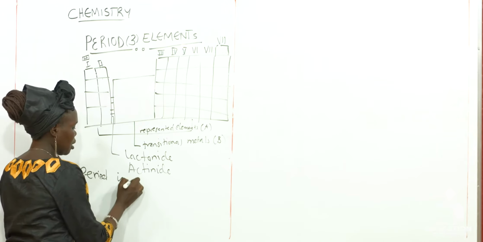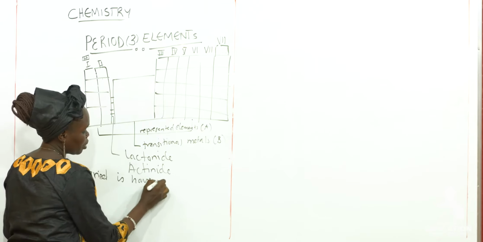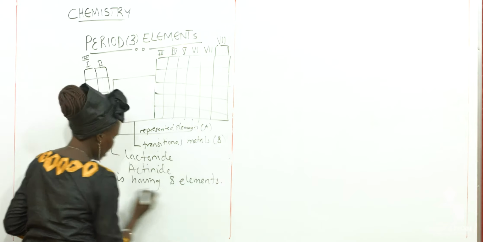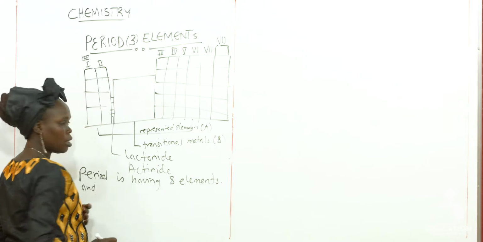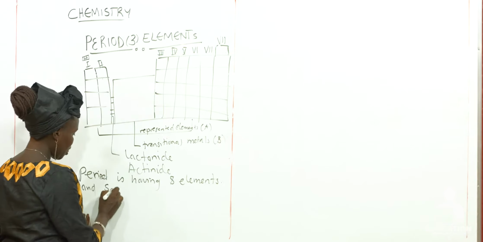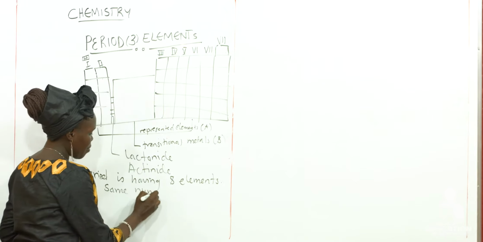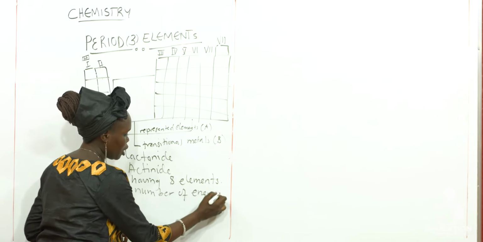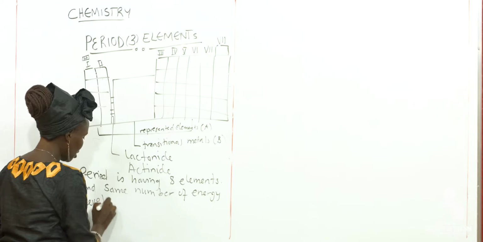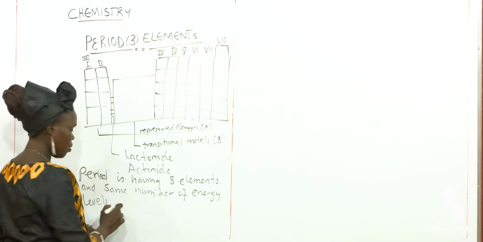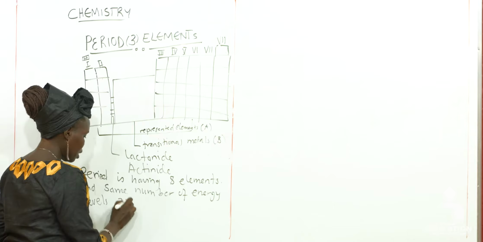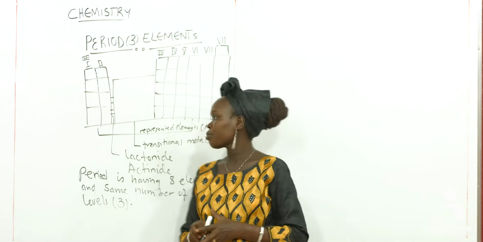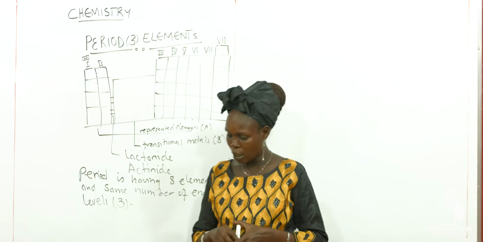So period 3 has 8 elements, and they have the same number of energy levels, which amounts to 3. So there are 3 energy levels in this period, which is period 3.